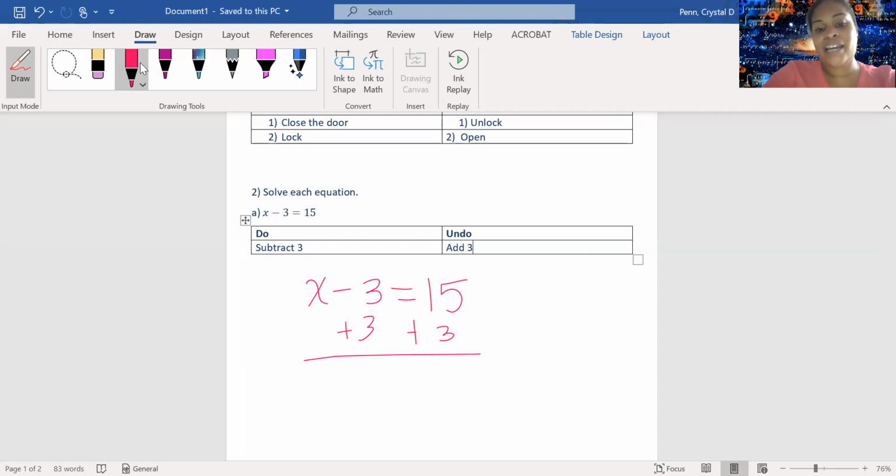Negative 3 plus 3 is just 0, so I don't care about that anymore. And then look what I have. I figured out that x equals 18. If you thought in your head that 18 take away 3 is just 15, you're absolutely right. And that is our solution to this equation, x equals 18.